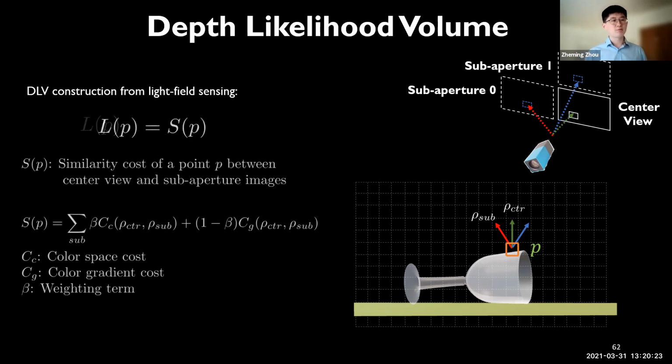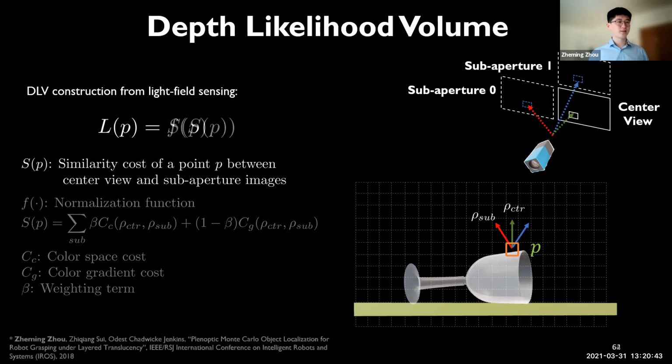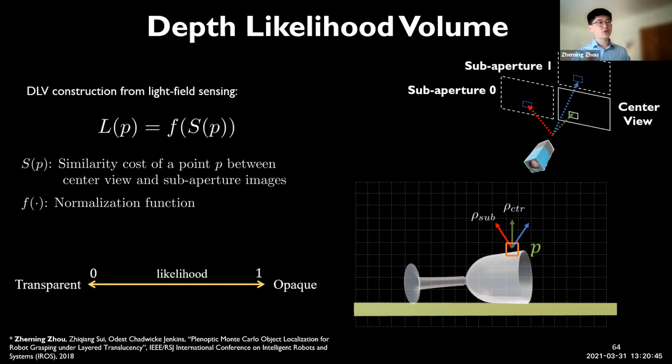Then we define what we call the similarity cost for that point and the different light rays coming from it. Basically, we compare the similarity of the light rays emitting from this assumed physical point, and we can calculate it in the color space and also the color gradient space. Then we have another normalization term to normalize the whole likelihood to the range from 0 to 1, to be a likelihood for the pixel to have some level of depth.